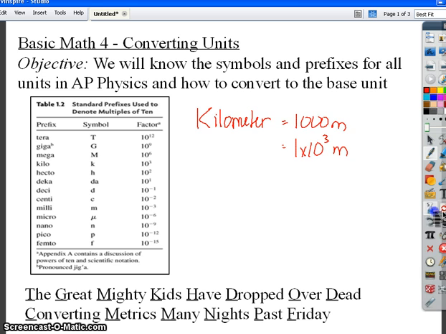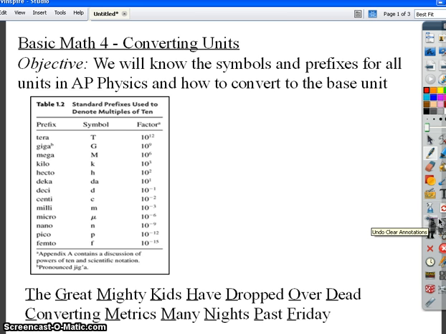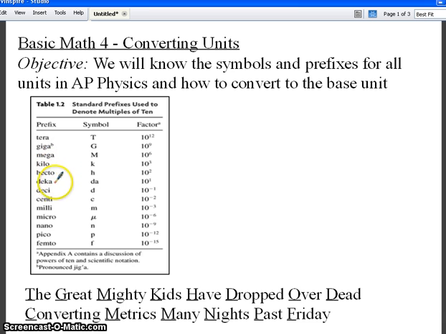You need to know all of them, or most of them. I'll go over that in a second. So we have tera, giga, mega, kilo, hecto, deca, deci, centi, milli, micro, nano, pico, femto. And these are all the symbols for those. Capital T, capital G, capital M. Yes, that does matter, the capitals. Lowercase k, lowercase h, lowercase da, lowercase d, lowercase c, lowercase m. This is the Greek letter mu. It's like a funny looking U. Lowercase n, lowercase p, lowercase f. So these are all the ones.